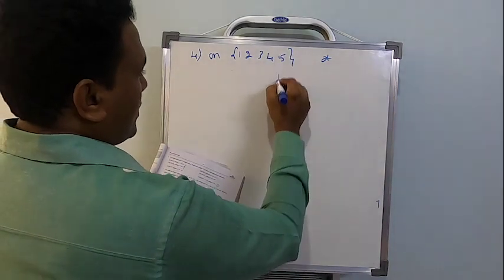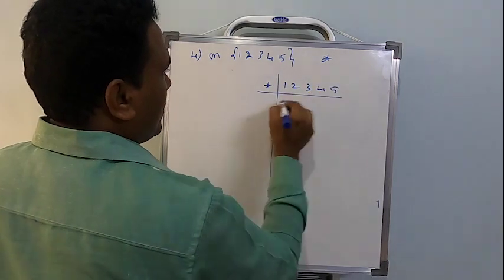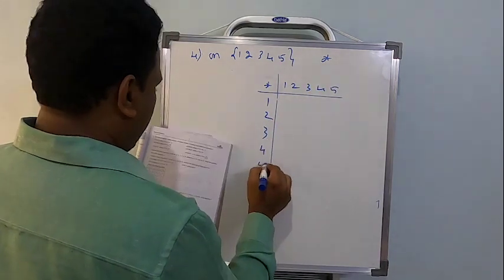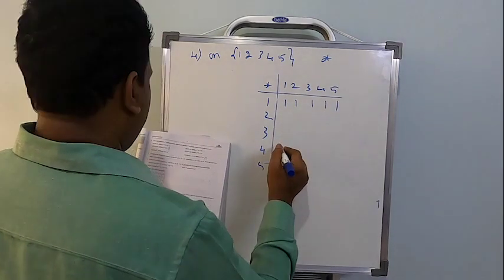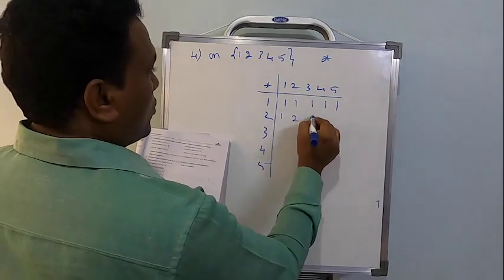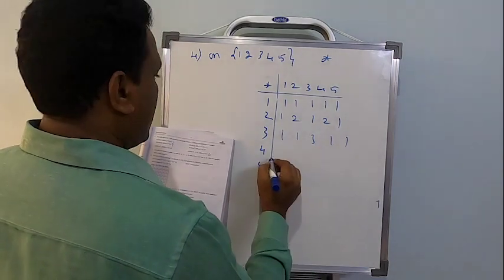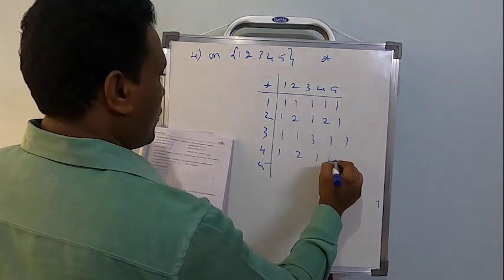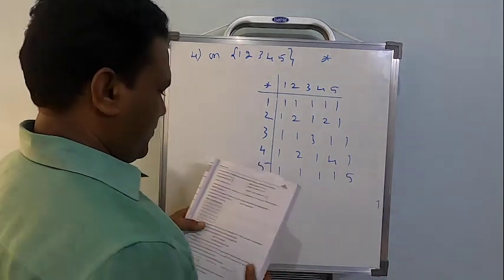So if you want, I will write it quickly. Star 1, 2, 3, 4, 5, and 1, 2, 3, 4, 5. So what is given to us? The rows are: 1, 1, 1, 1, 1. The next: 1, 2, 1, 2, 1. The next: 1, 1, 3, 1, 1. Then: 1, 2, 1, 4, 1. The next is 1, 1, 1, 1, 5.